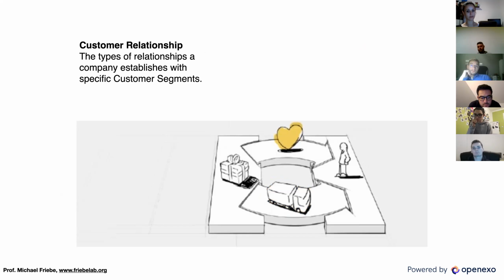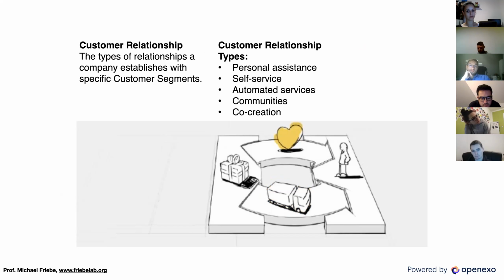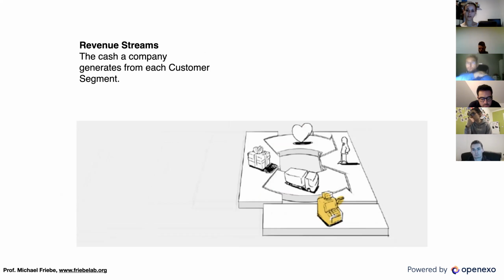Next thing is, what is my relation to the customer? Is it only an online relation? Is it a personal relation? Do I have some form of automated bot response? Do I create a community? That's again exponential. Think about the engagement in the crowd and community. And what are the revenue streams?